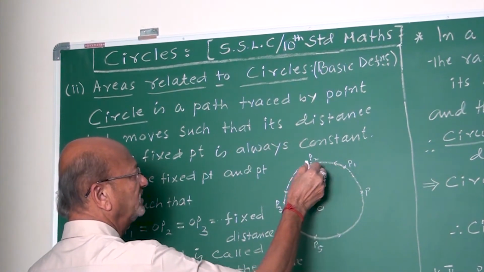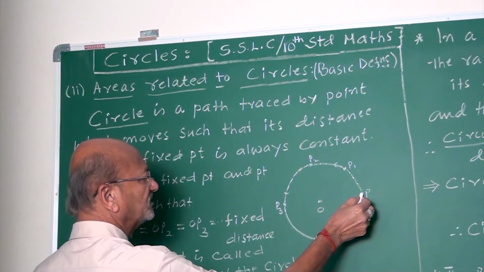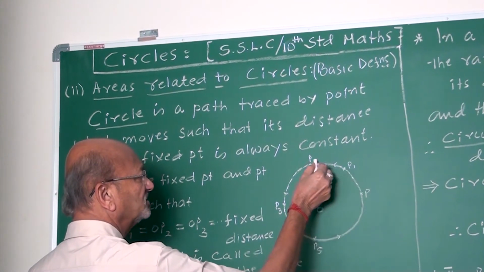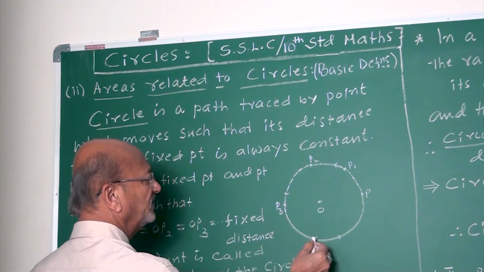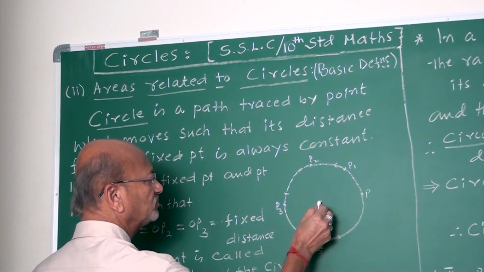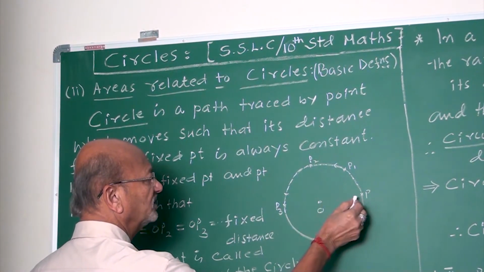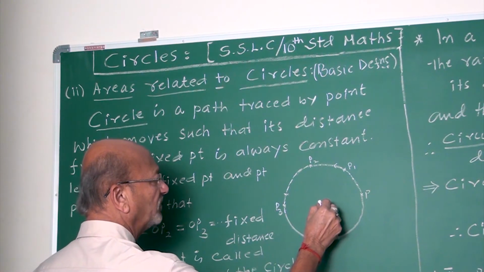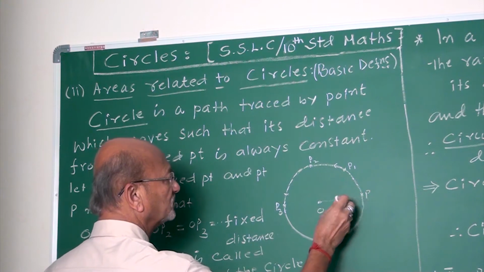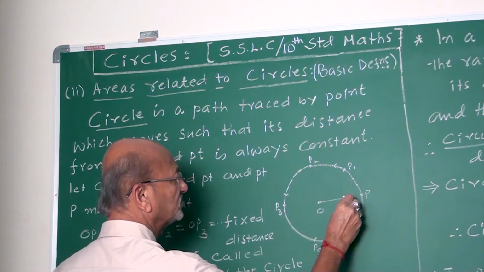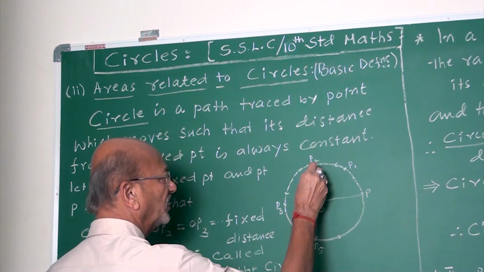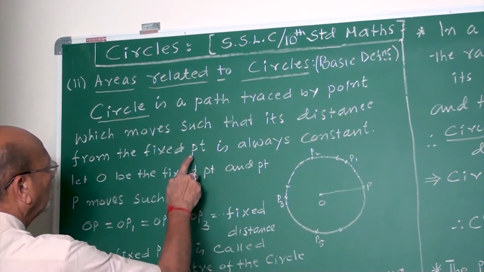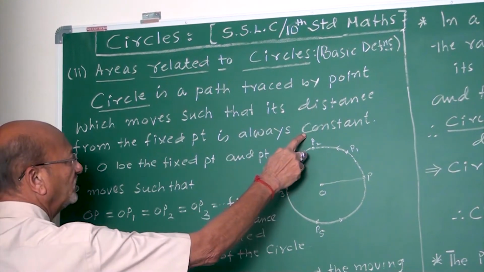Then what is a circle? A circle is a path traced, my friends. The point starts here. The path traced by a point which moves such that it keeps a fixed distance from the fixed point. The distance between P and O, the fixed point, is fixed. This distance is equal, so the distance from the fixed point is always constant.